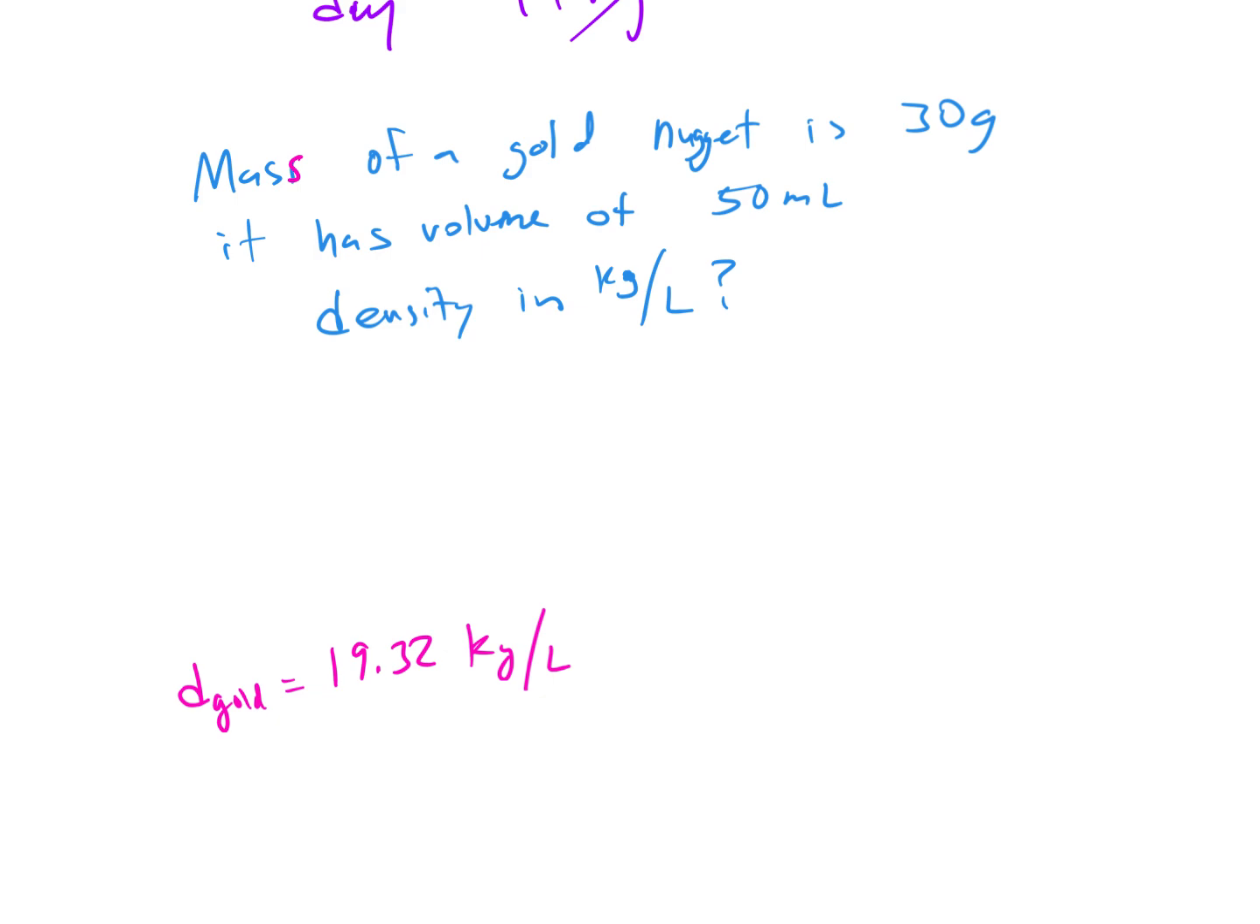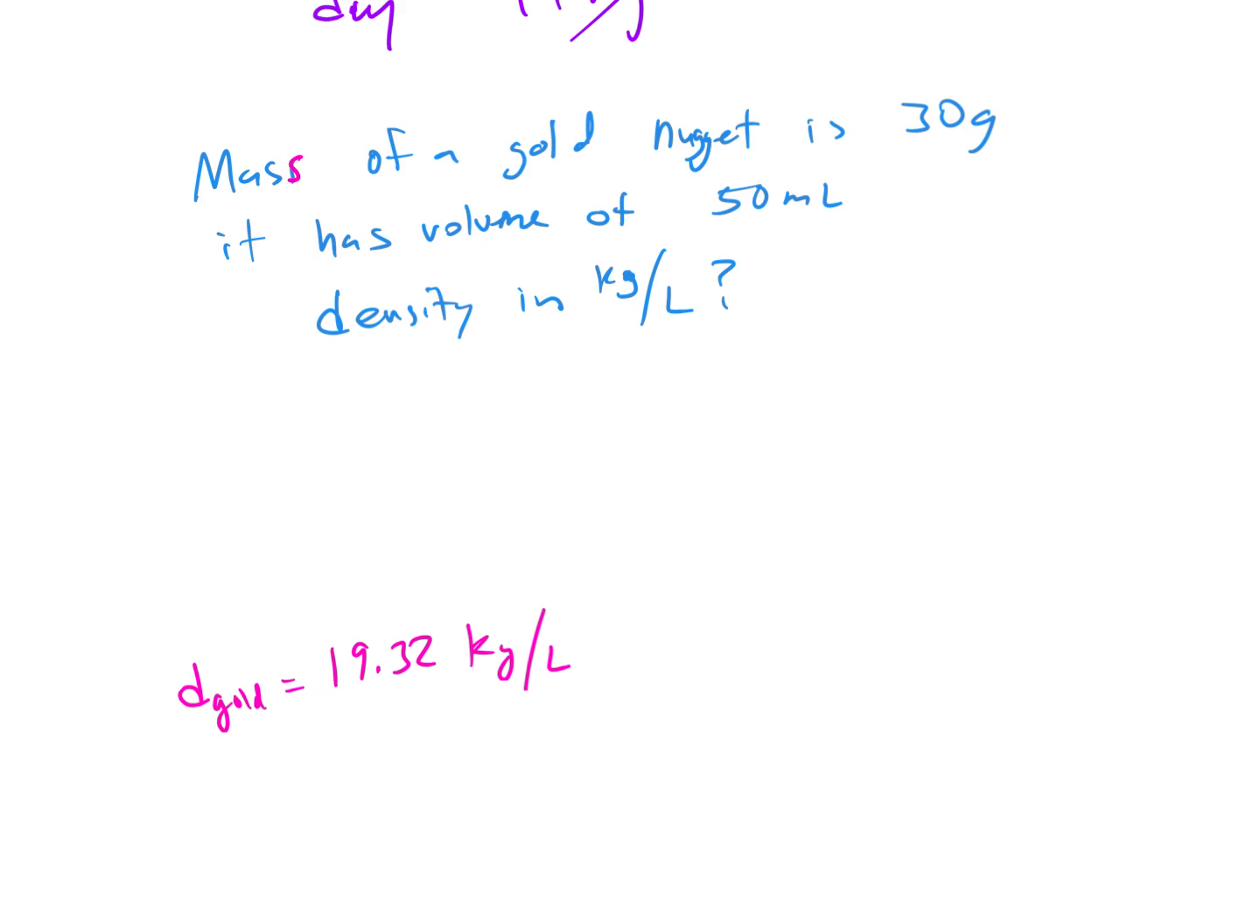What'd you get? Is it gold? Yes or no? No, it's not gold. Okay. 0.6. What's wrong with that answer? It's way below what gold is supposed to weigh. It doesn't have units. 0.6 kilogram per liter. There you go. All right.